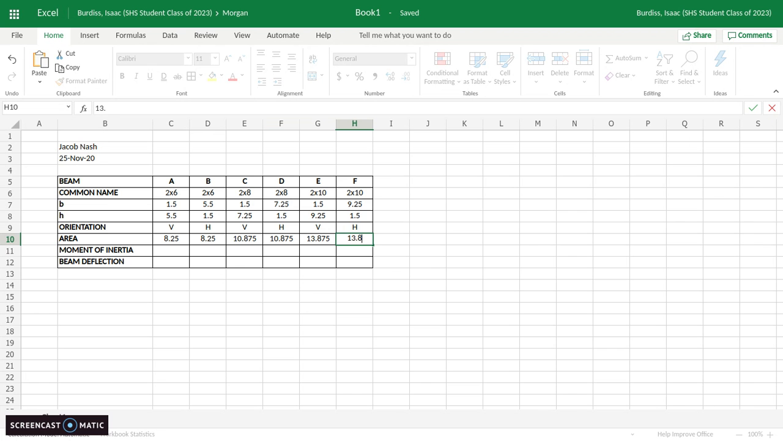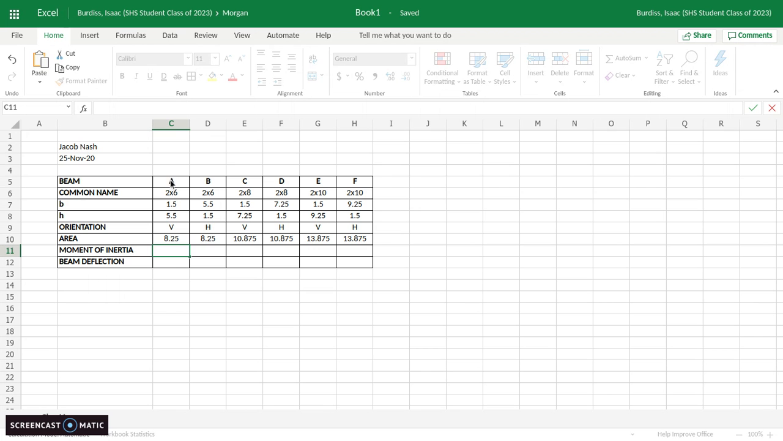Then 13.875 for that one. Now we typed in those, but we can get this thing to do the math for us, although you probably did it yourself if you did that problem. But moment of inertia, what was that equation that we did?